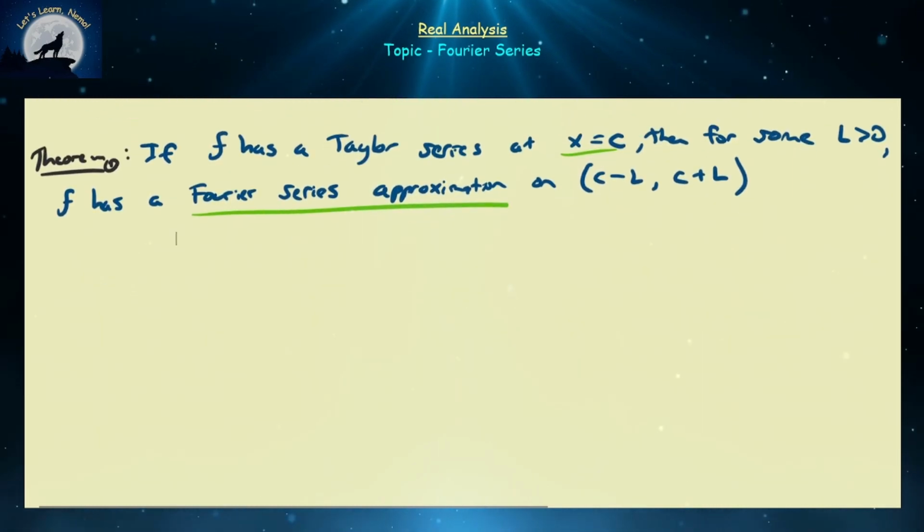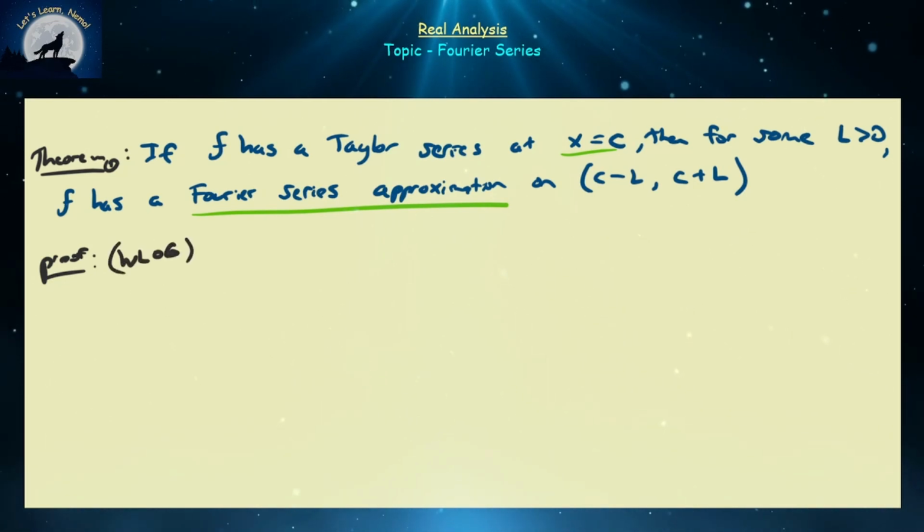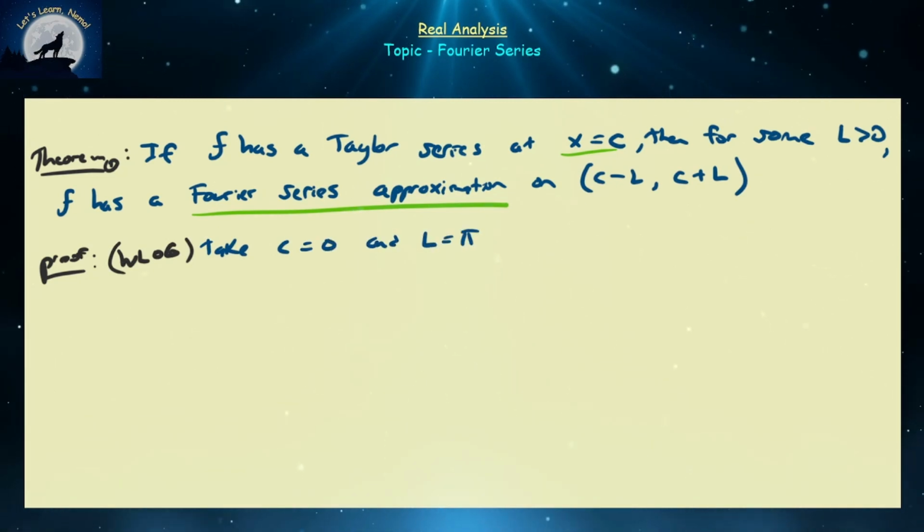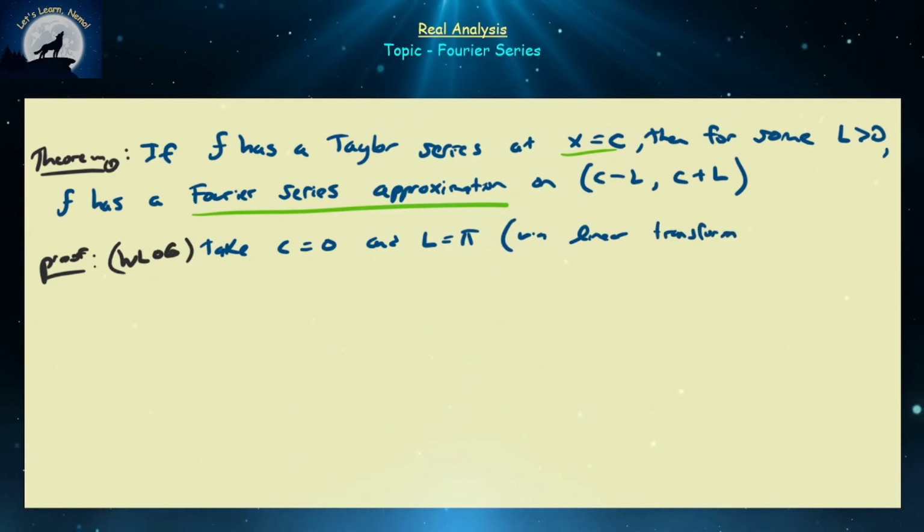Well, we're going to make one simplification here for our proof. In particular, without loss of generality, I want to take c to be equal to 0 and L to be equal to pi. And you can easily do this via linear transformations on the domain of our function f. So once you do this, a lot of things become a lot simpler.